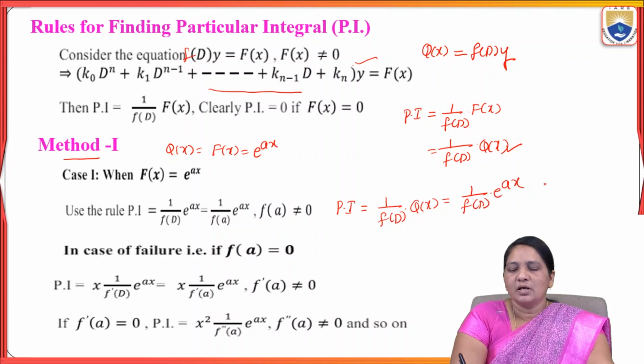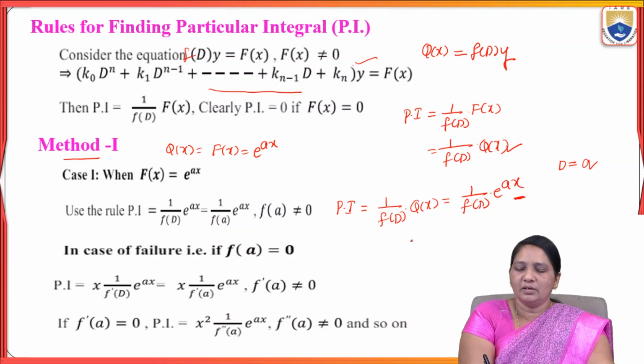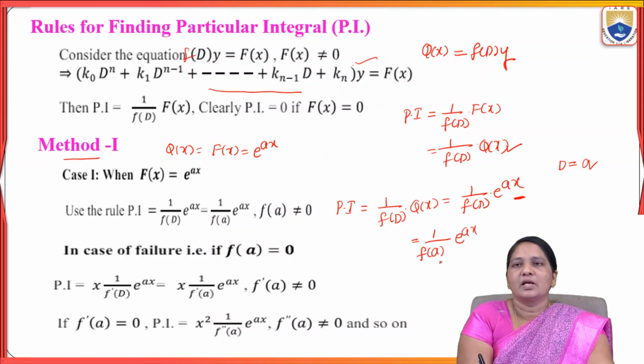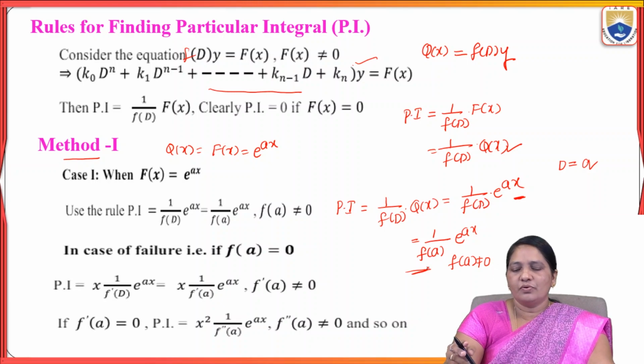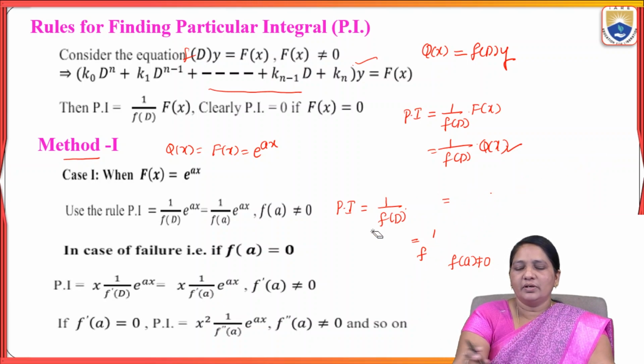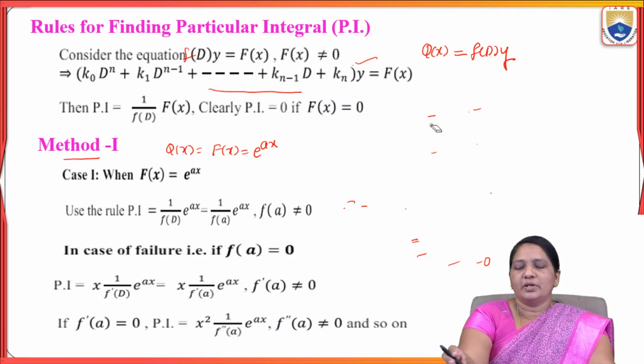For this, we are going to substitute. In place of D, we can replace the a value, if you are having the e power ax form. In the next step, that is 1 by f of a, e power ax. Here, f of a should not be equal to 0. So this is the final step. What we are doing here is just replacing D equal to a.